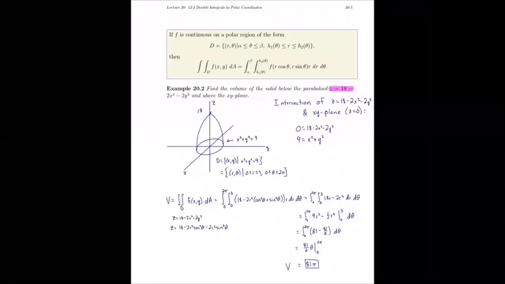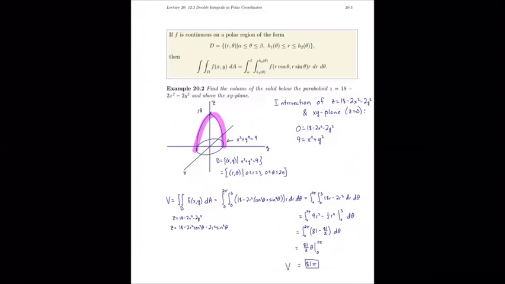18 minus 2x squared minus 2y squared and above the xy plane. So we know from projections, or rather traces of this paraboloid, so setting y equal to 0, x equal to 0, that this is a paraboloid which opens downward thanks to the negatives in front of 2x squared and 2y squared. So here we've drawn it somewhat accordingly. We don't really need to sketch it if we know that it's opening downward.